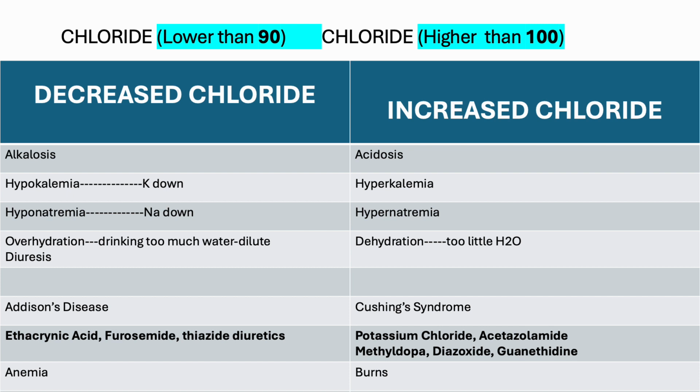And increased chloride levels greater than 100 are seen in acidosis, hyperkalemia, hypernatremia, dehydration, drinking too little water, Cushing's syndrome, and the medications are potassium chloride, acetazolamide, methyldopa, diazoxide, guanethidine, and burns.